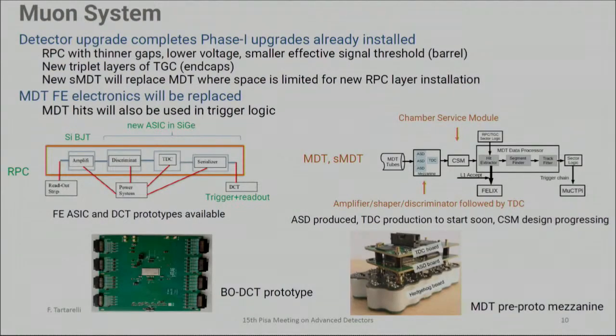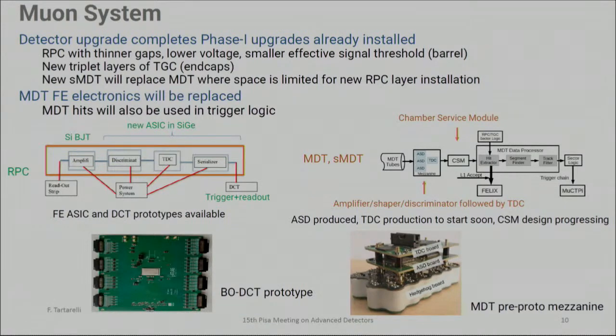The Muon system will complete the detector upgrade that has already been done in phase 1. There will be a new RPC with thinner gaps, so they will be operated at lower voltage, and so there will be a smaller effective signal. A new triplet layer of TGC, and new small-diameter drift tubes that will replace the existing drift tubes where the space is limited for the installation of the new RPC. And moreover, all the drift tube electronics will need to be replaced because this time the drift tube hits will also be used in the trigger logic.